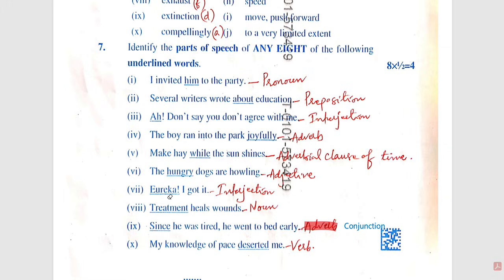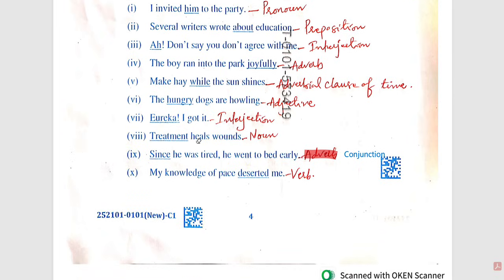Hungry. Eureka, I got it. So whenever scientists invent something, they shout Eureka. Here also, reverse I, exclamation mark, put it straight, it becomes an interjection. Treatment heals wounds. Treatment here is a noun. Any word ending with ment is a noun. Any word ending with tion is a noun.